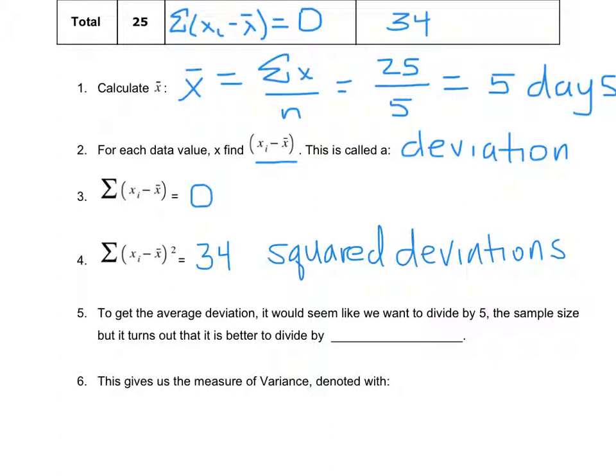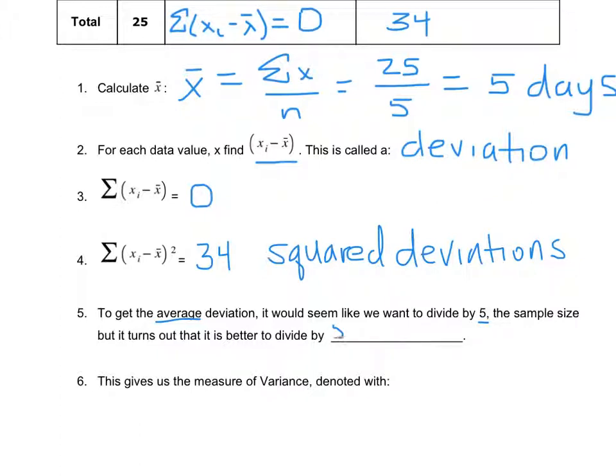Okay, now, so we've got the sum of these squared deviations. Now, if we go back to the idea that we're coming up with an average, we want to keep coming back to that. We want to add something up and then divide by how many there are. So it would seem like we would want to divide by 5, the sample size. But it turns out that we're wanting to divide by the sample size minus 1.